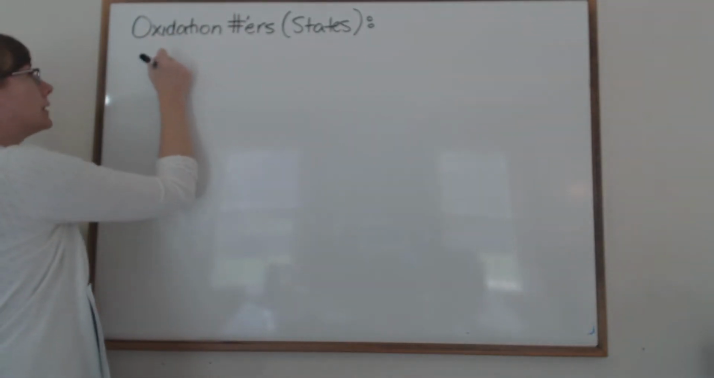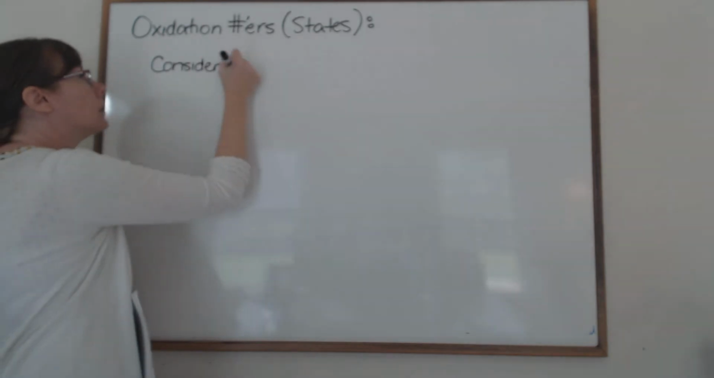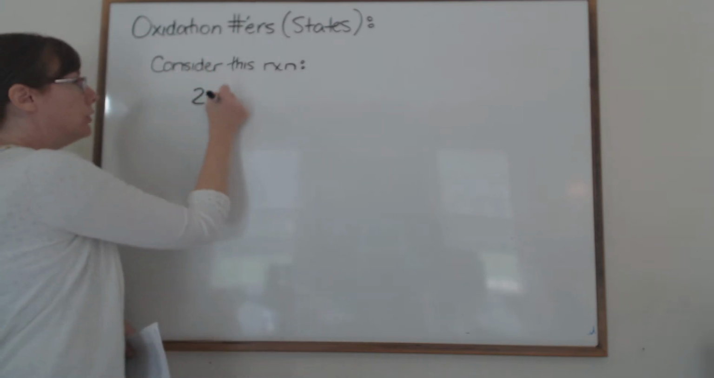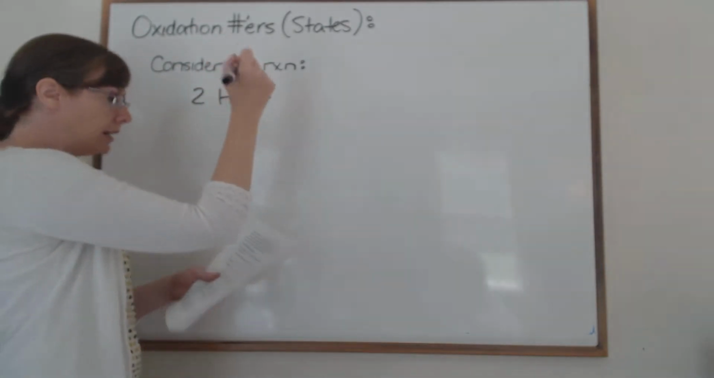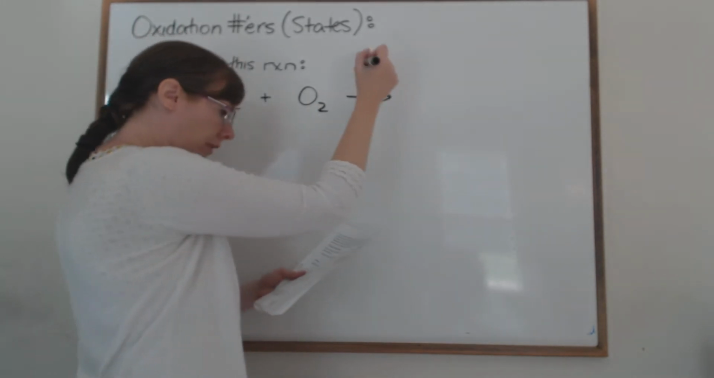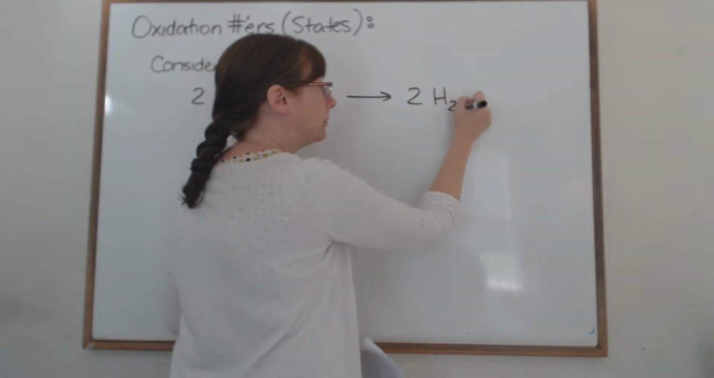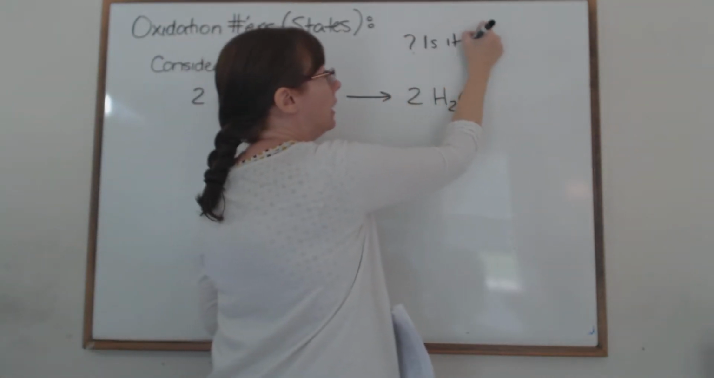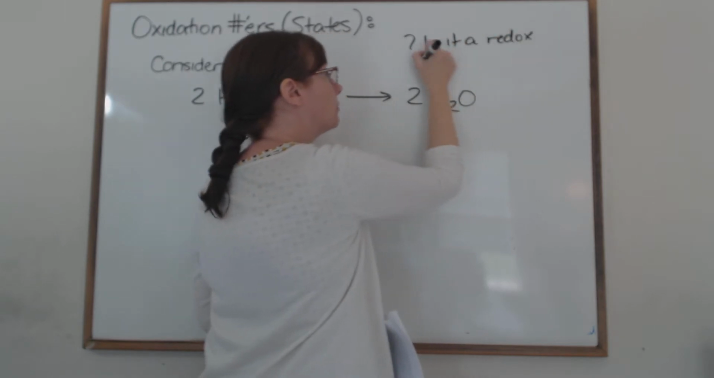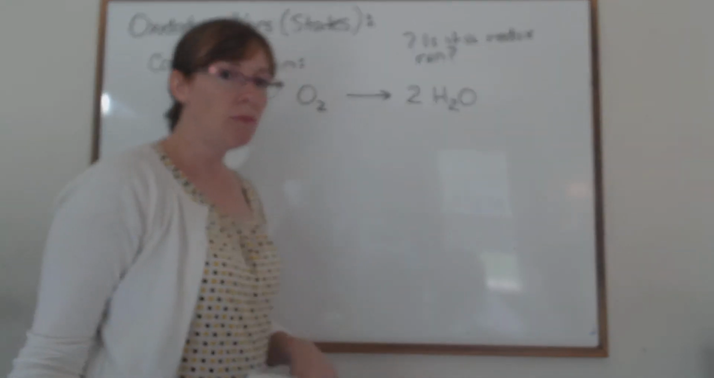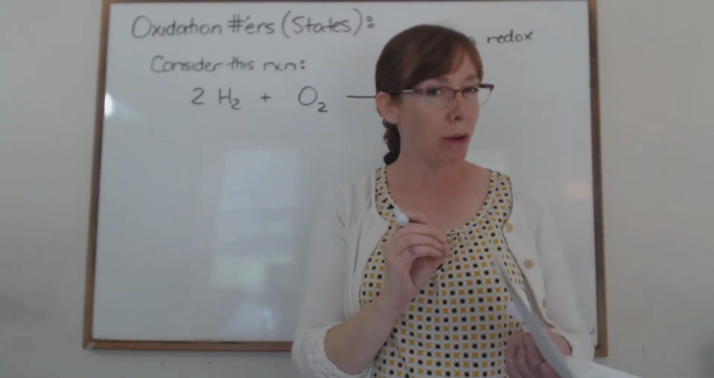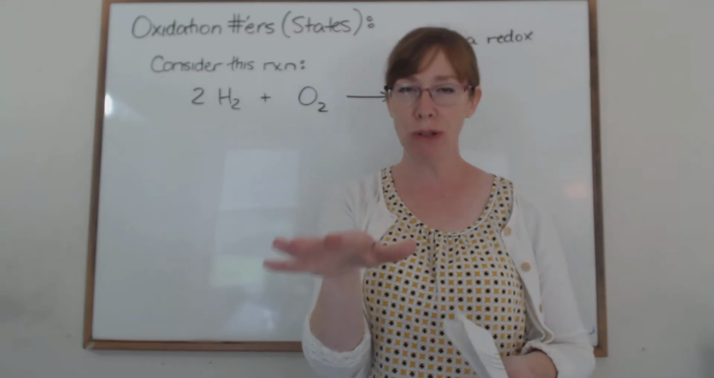Okay, so to explain this, let's consider this reaction here. So 2H2 plus O2 yields 2H2O. And let's actually ask the question, is it a redox reaction? By the way, in the previous two examples, I just told you they were redox reactions. But how did you know they were redox reactions? I mean, I told you at the front that they were.